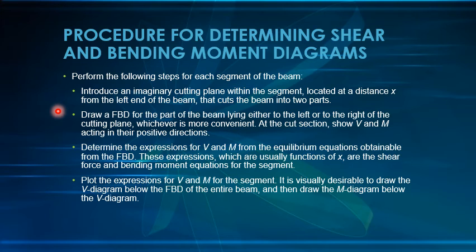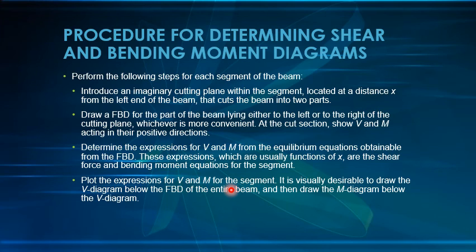Then after that, we draw an FBD or the free body diagram for the part of the beam lying either to the left or to the right of the cutting plane, whichever is more convenient. Then at the cut section, show the shear, class this one is shear and moment acting in their positive direction. And then after that, we determine the expressions for shear and moment from the equilibrium equations obtainable from the FBD. These expressions, which are usually functions of x, are the shear force and bending moment equations for the segment. Then lastly, we're going to plot the expressions for a shear and moment for the segment.